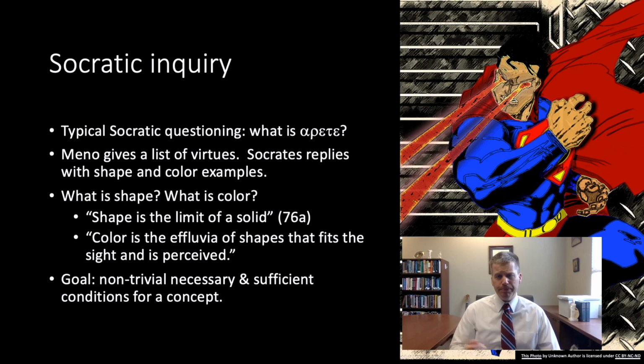So now remember, the goal for Socratic analysis is non-trivial, necessary, and sufficient conditions for a concept. These are conditions that in some sense or another explain what the concept is. So let's keep that in mind as we move forward and think about the example of virtue. Okay, so let's move on to the Meno paradox.